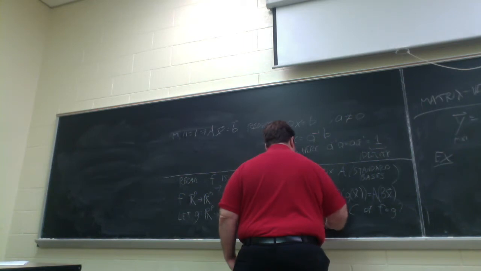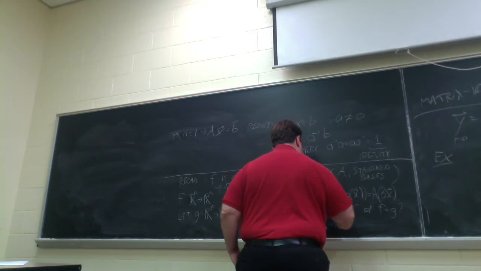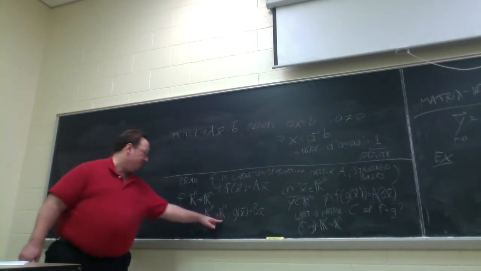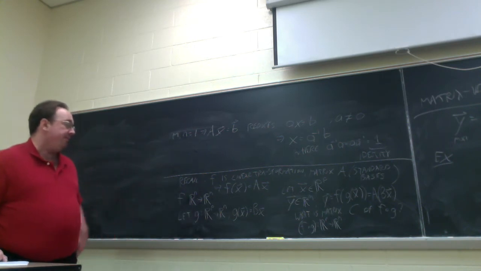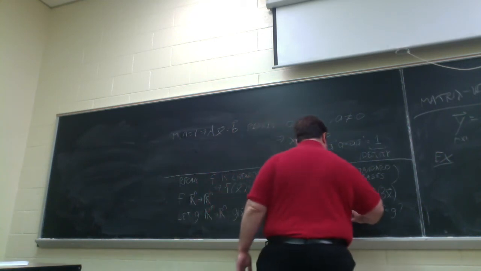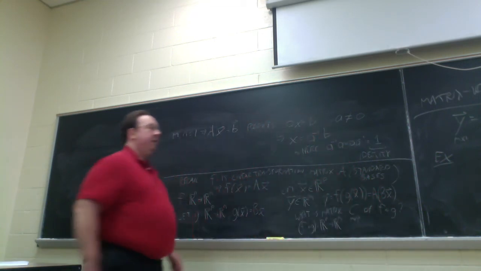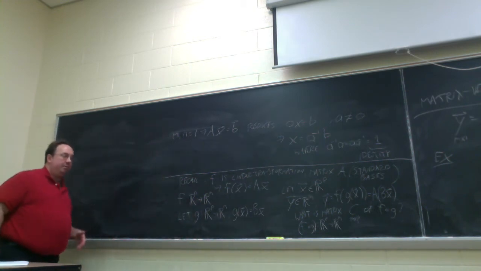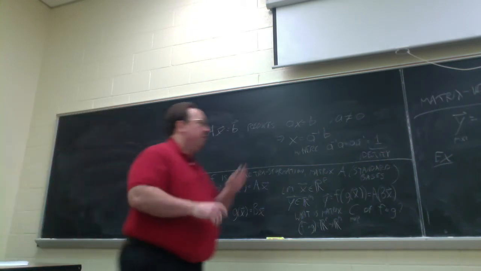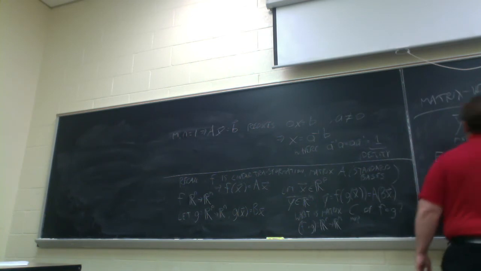So F composed with G has its domain Rp and range Rm. So it bypasses Rn. That's the output of G and the input of F. So C, therefore, is an M by P matrix, whatever it is. But we want to be able to figure that out, and we can do that using matrix vector multiplication.